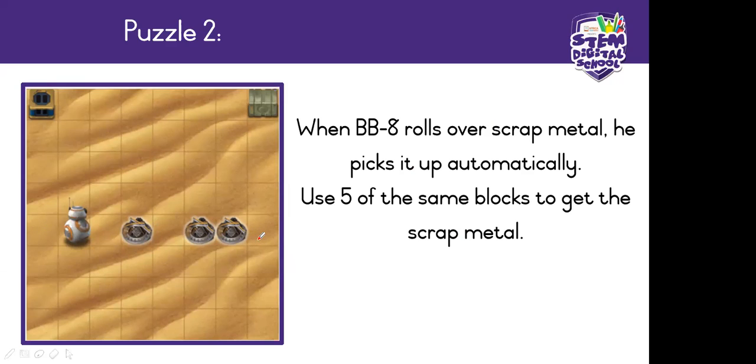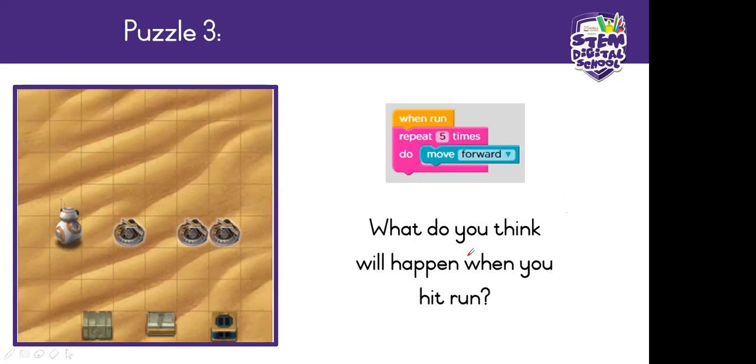Now you are going to, in puzzle 2, use the same block, and you're going to use 5 of them to get the scrap metal. So I think you can quickly think in your head already. Look, here is BB-8's eye, so he's already facing the right direction. So I know you guys already know what block we're going to use 5 times. Okay, this is what puzzle 3 looks like.